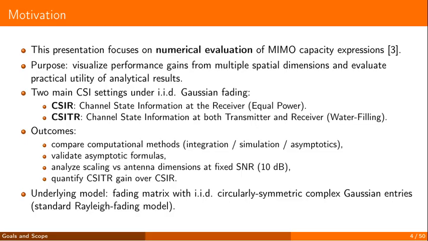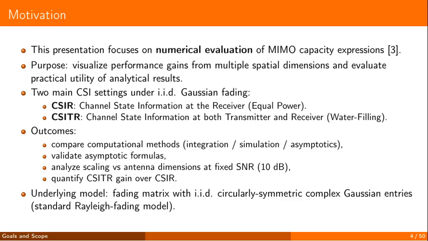Our objectives are fourfold. We want to compare three computational methods: integration, simulation, and asymptotics, and see how they perform in practice. We want to validate the asymptotic formulas against simulation. We want to understand how capacity scales with the number of antennas at a fixed signal-to-noise ratio of 10 decibels. And finally, we want to quantify what is actually gained when the transmitter also knows the channel.